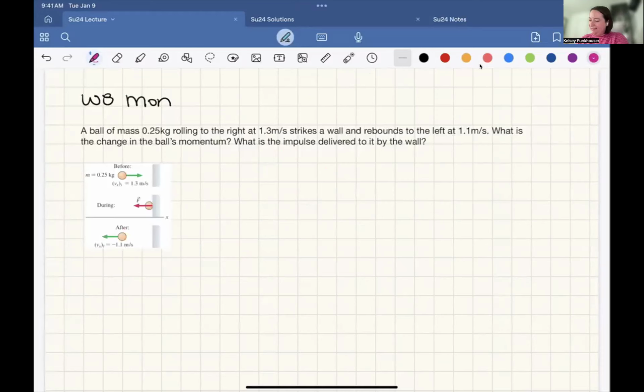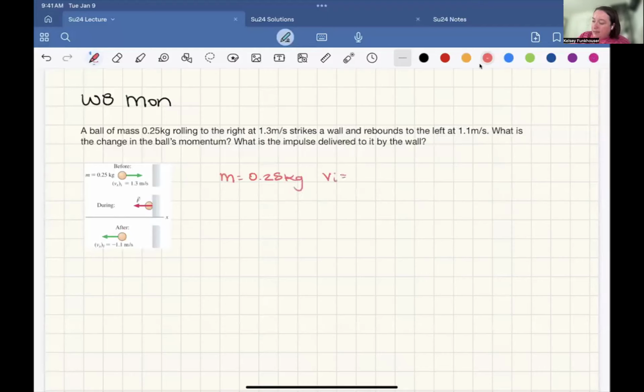I have another example. This one is not related to cars or crumple zones or anything like that. It's just a regular collision. We have a ball of mass 0.25 kilograms rolling to the right at 1.3 meters per second, and it strikes a wall and rebounds to the left at 1.1 meters per second. What is the change of the ball's momentum, and what is the impulse delivered to it by the wall? So let's write down our information. Our mass is 0.25 kilograms.